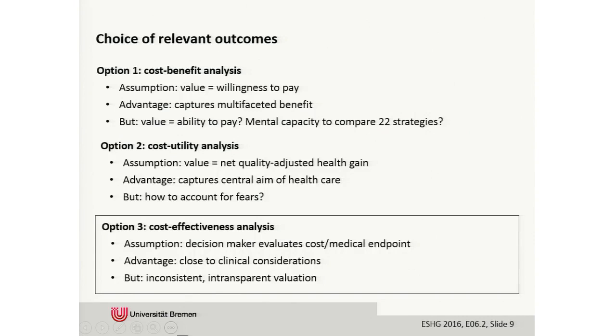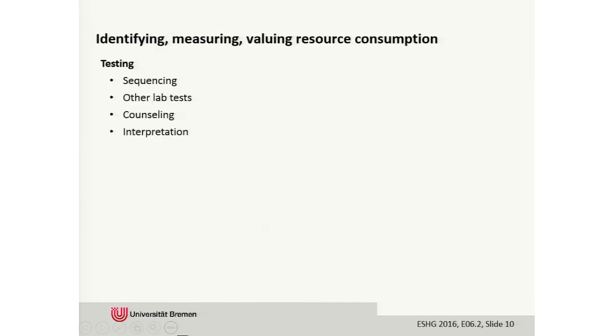So this was the point of there should be a choice of relevant outcomes, a justified choice. Then the next point is to identify, measure, and value resource consumption. And it's important when we talk about costs. There's the issue of perspective, which was touched by Catherine Payne.